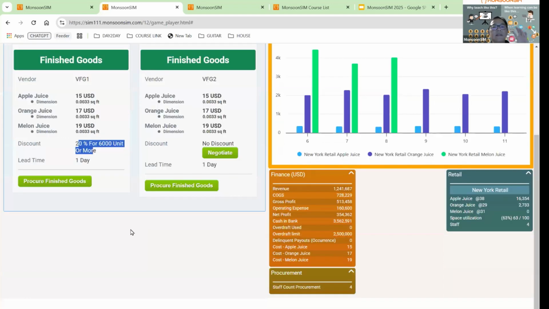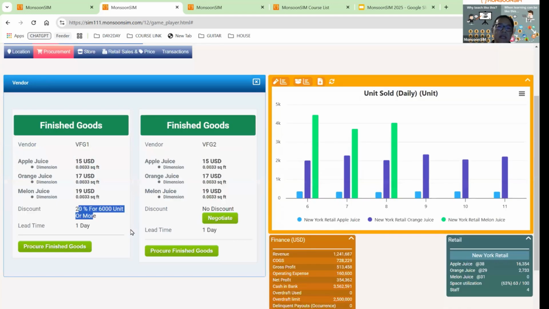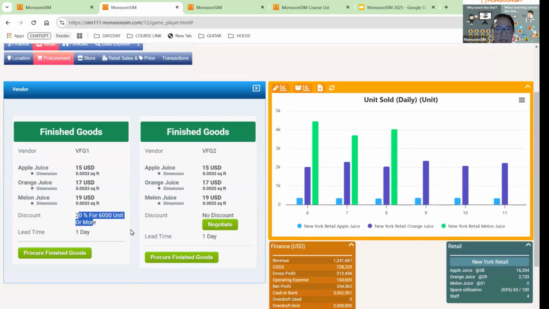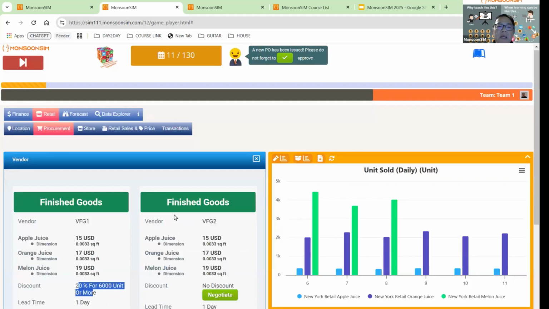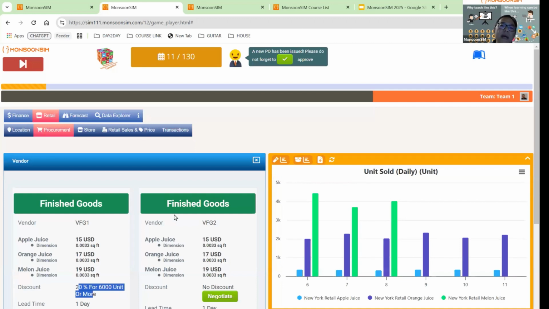Okay, so this is the AI in play now, right? The AI is part of the game, trying to become the market maker for the game. So MonsoonSIM provides a platform and an arena for the AI to perform within this element. Okay, now I want to show you another example of AI.